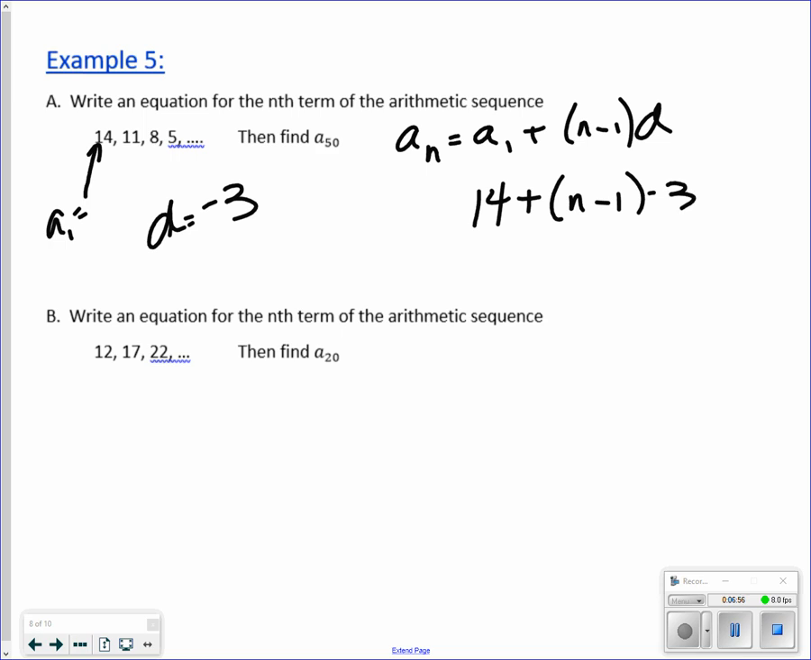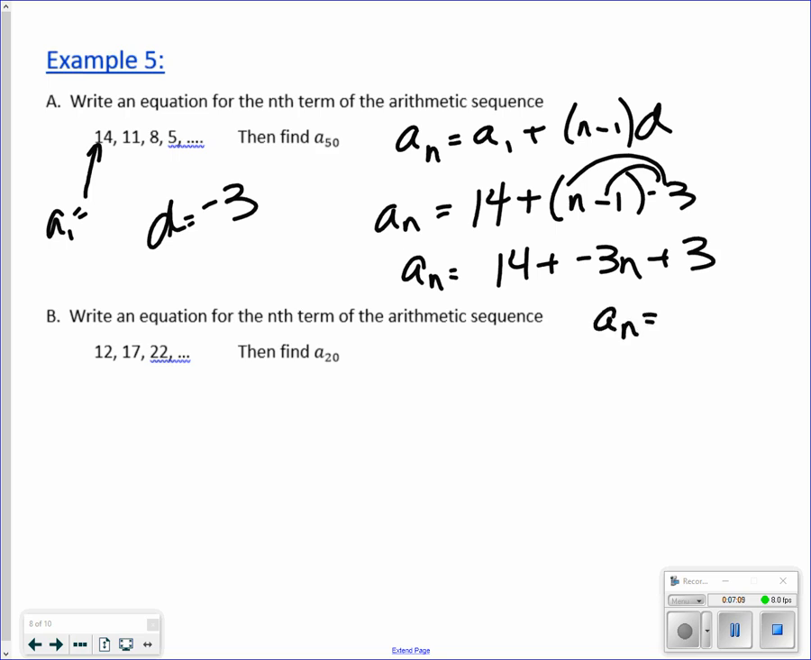And the only thing you're going to have to do is distribute and add like terms. So I get 14 plus negative 3n, and I shouldn't have put the plus sign there, plus 3. So a sub n equals negative 3n plus 17. So here's the equation that I'd be looking for.